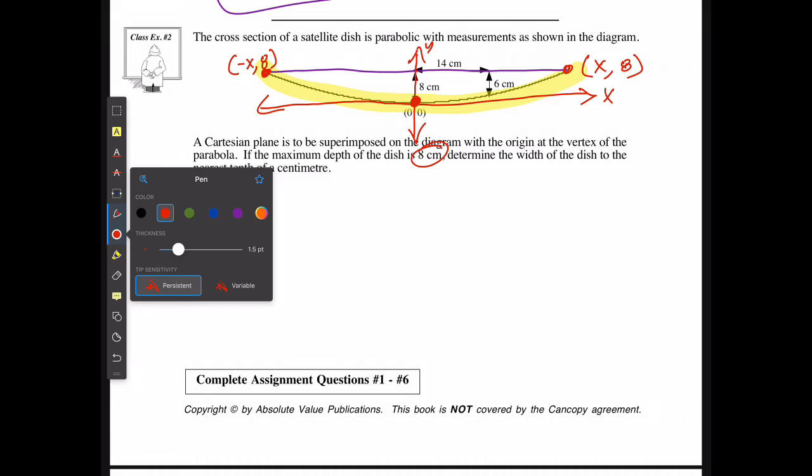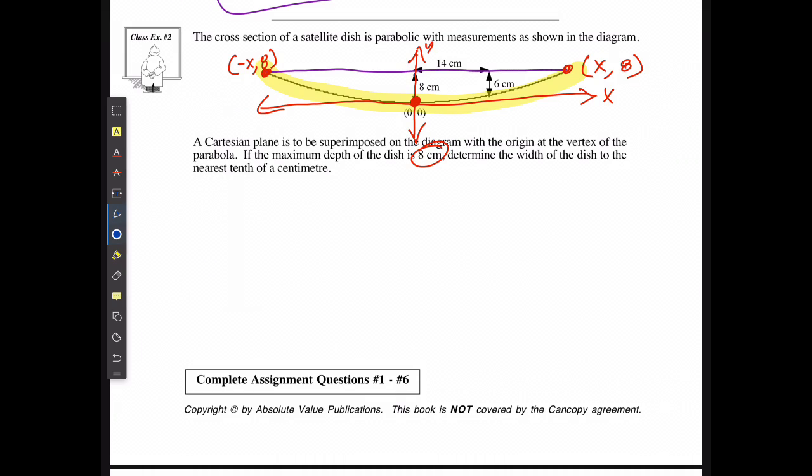I can also see that if this is 8 and this is 6, then I've gone up a height of 2 as I have traveled 14 centimeters away from the point of origin.